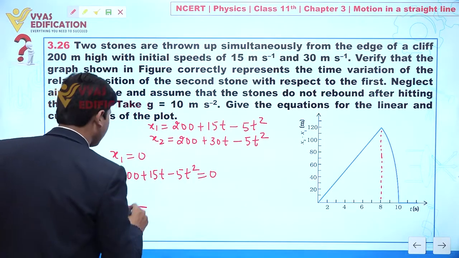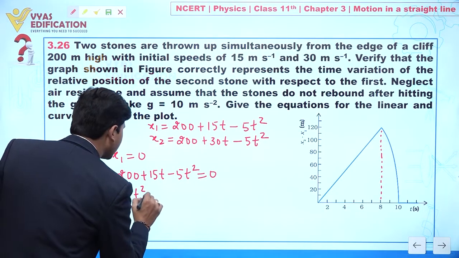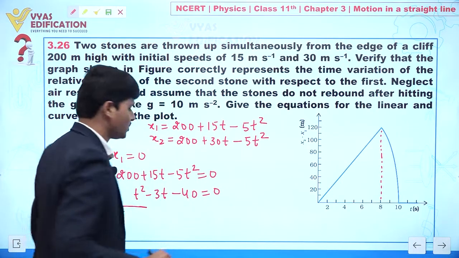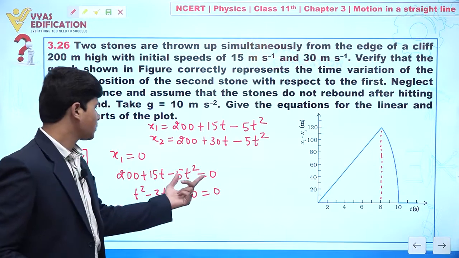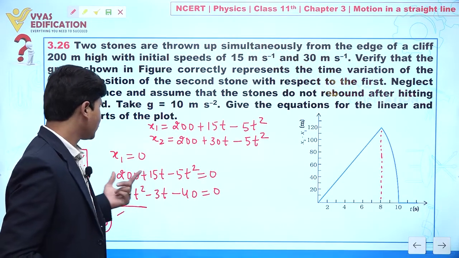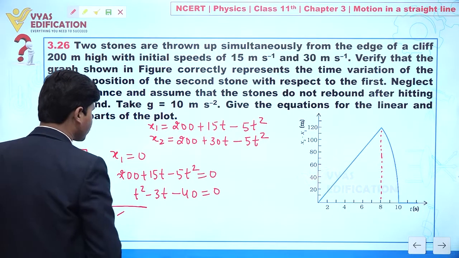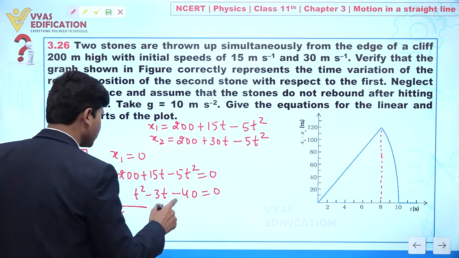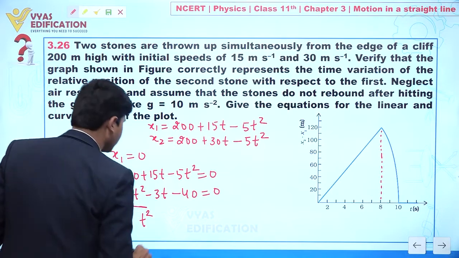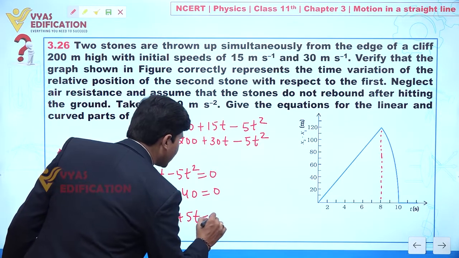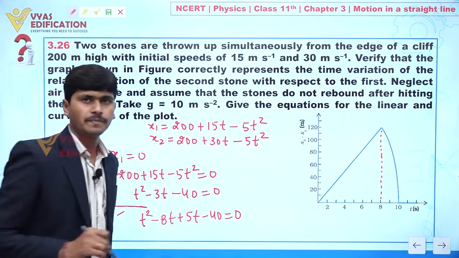Clear? And we can also write like this: t square minus 3t minus 40, this should be equal to 0. Yes or no? t square positive, this is minus 3t, this is also minus, and this is 40. Clear? So how can we write here? Because this is 40, we can write like this: t square minus 8t plus 5t minus 40, this should be equal to 0. Clear?